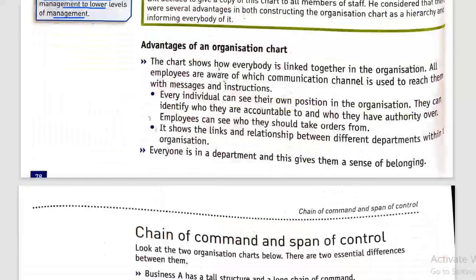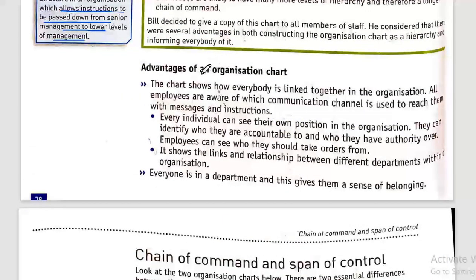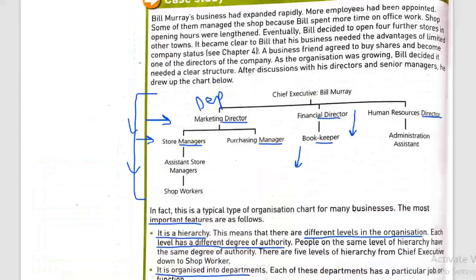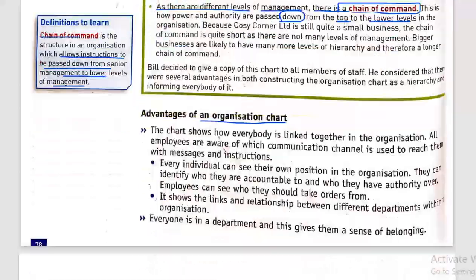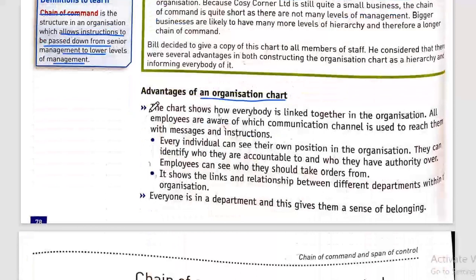Now, what are the advantages of having an organization chart? So why do I, as a manager or an owner of the business, make this kind of chart? Why do I do this diagram in the first place? Because there are different advantages. The first advantage is this chart is going to show everybody how everybody is linked together in the organization.